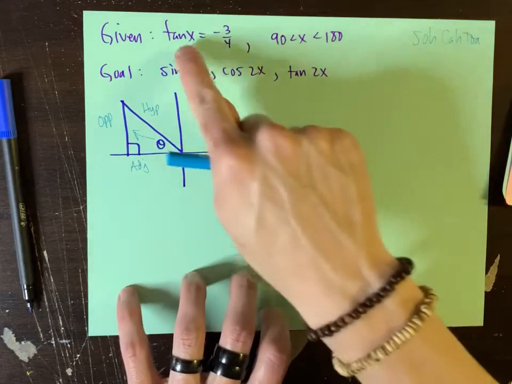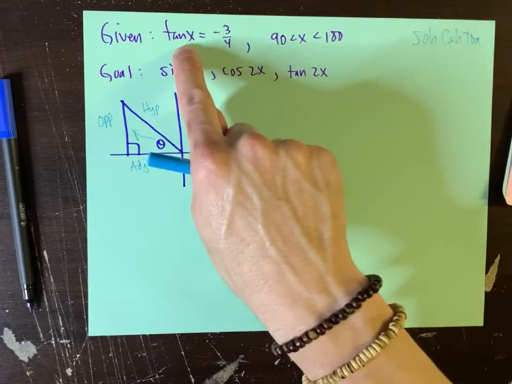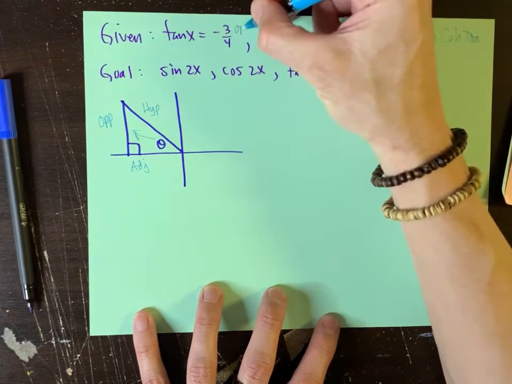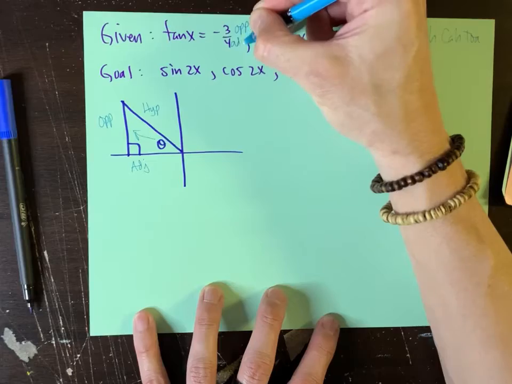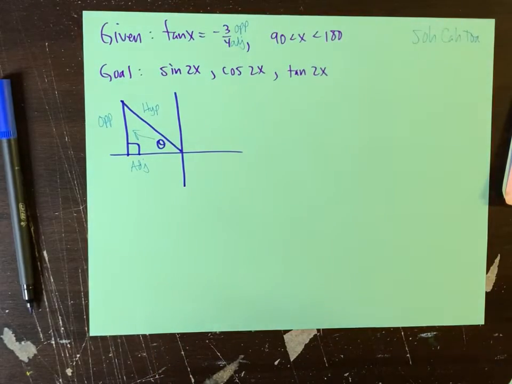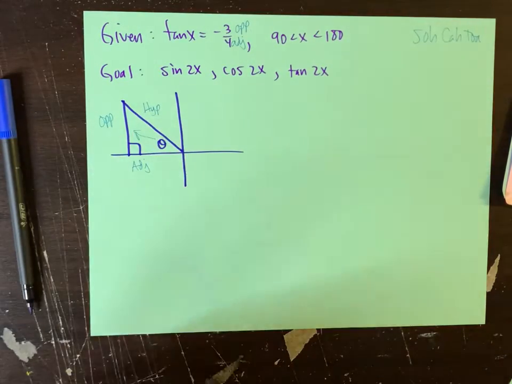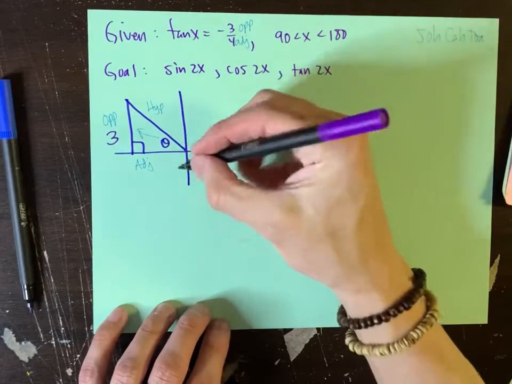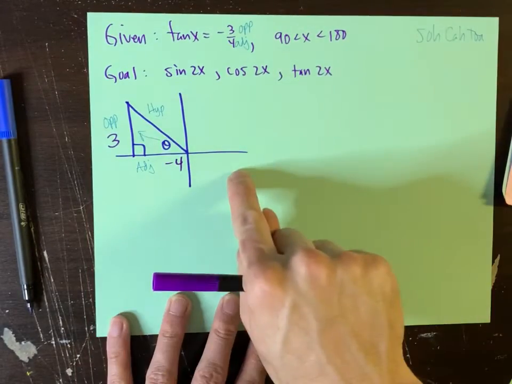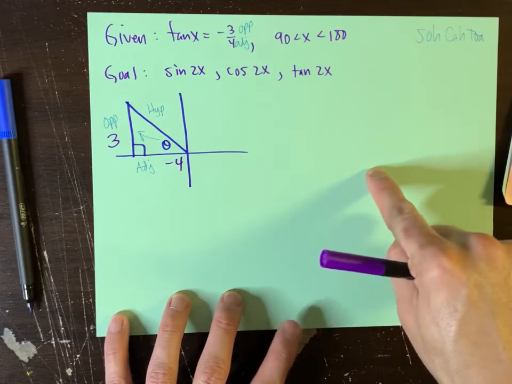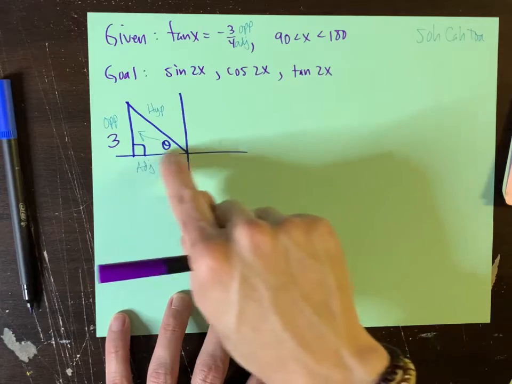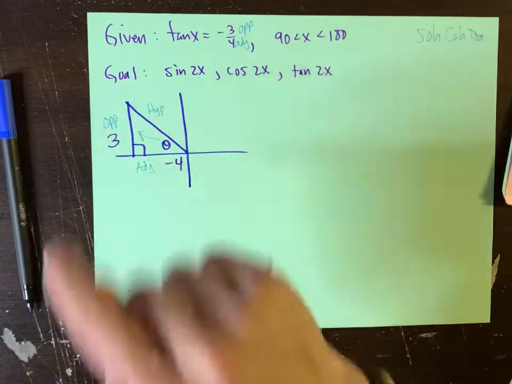So, tangent is given to you for free. And remember that tangent is opposite over adjacent, SOHCAHTOA. So opposite is the numerator and adjacent is the denominator. So my opposite, which has been labeled, my opposite would be 3 and my adjacent would be 4, but it's going to be negative. If you go to the right, that's positive. If you go down, that's negative. If you go left, that's negative. If you go up, that's positive, and so on.